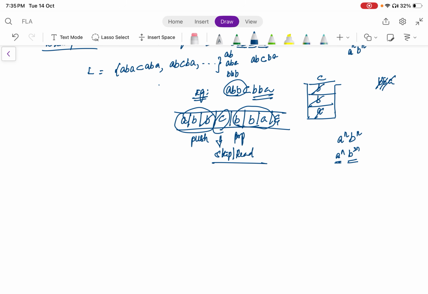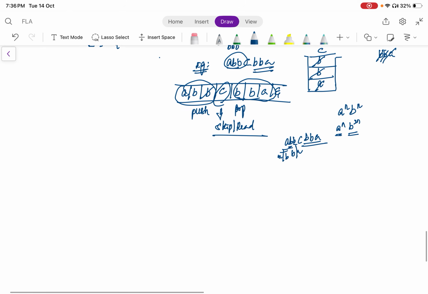But here, the example that we have taken is this one, right? The first symbol can be A or B. This can be B or A. You understand, right? Each symbol can be A or B. It doesn't have to be just A. So for all the combinations, you have to write the transitions.